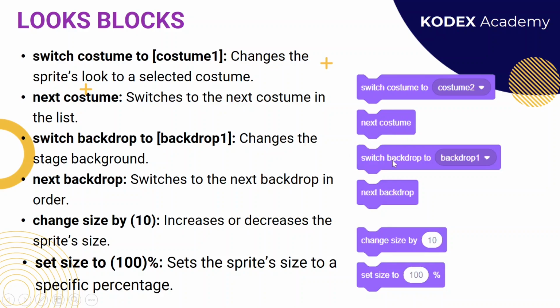Now the next one is switch backdrop. Just like you change the costume of your sprite, you can also change the backdrop, meaning the background. You can select multiple backgrounds for your animation and switch them according to your demand. And like next costume, there is one more block called next backdrop. Here you can arrange your backdrops in sequence as per your animation's demands, and when you click next, it will change your backdrop to the next one.